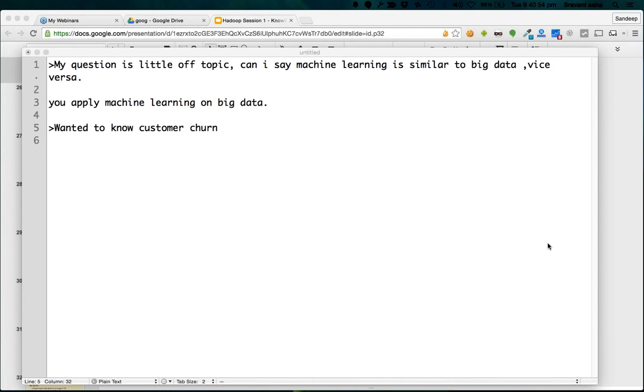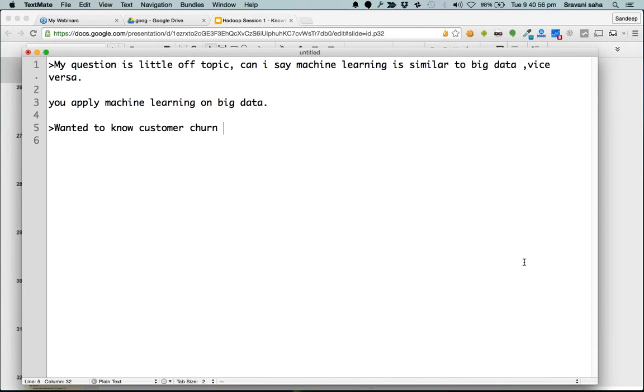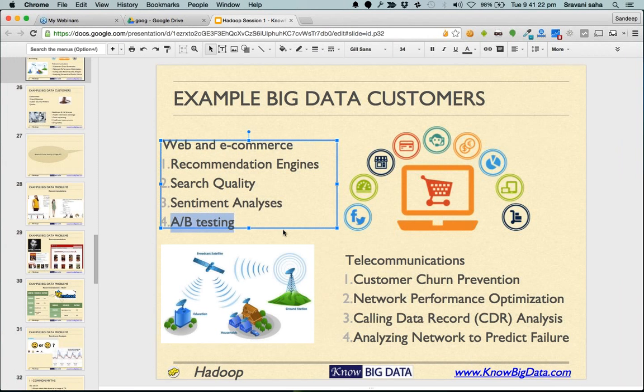So customer churn prevention, that's Pooja's question. Customer churn prevention means figuring out why customers are leaving your services, and also figuring out what we can do to stop the customers from leaving us. That's customer churn prevention.